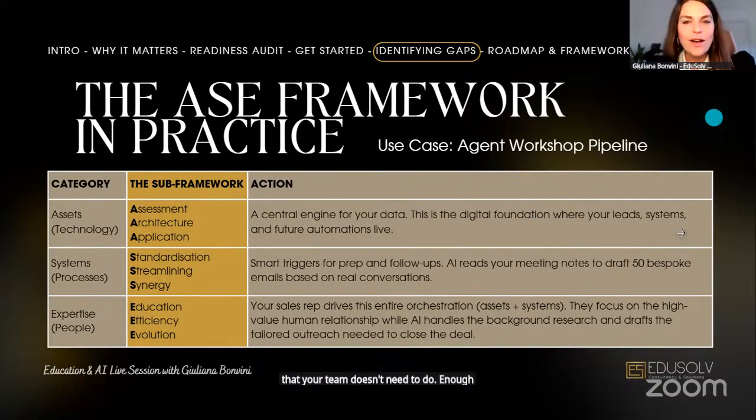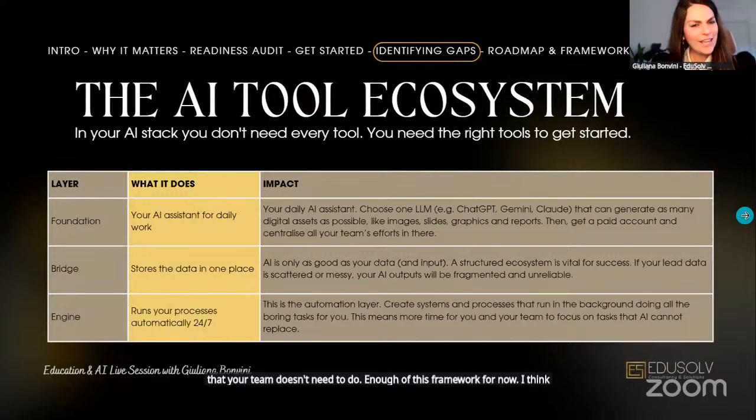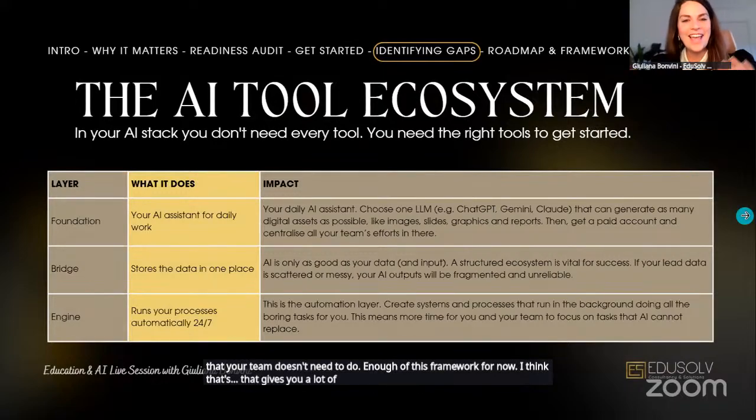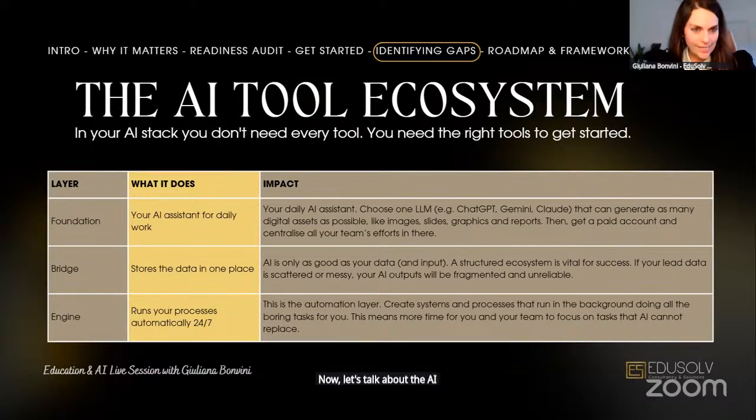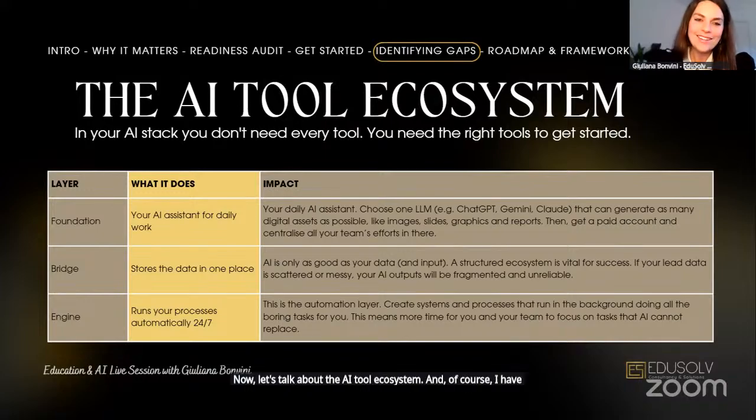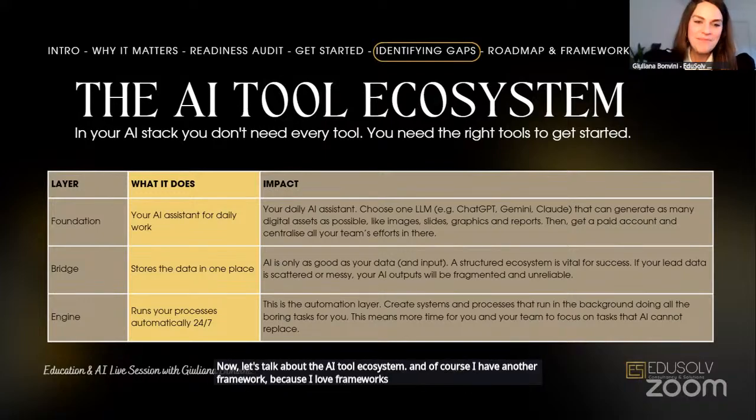Enough of this framework for now. I think that gives you a lot of how to find the gaps. Now, let's talk about the AI tool ecosystem. And of course, I have another framework because I love frameworks, as you can see. But this one doesn't have an acronym, okay? Just so you guys don't get bored of acronyms.